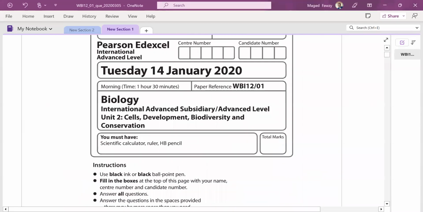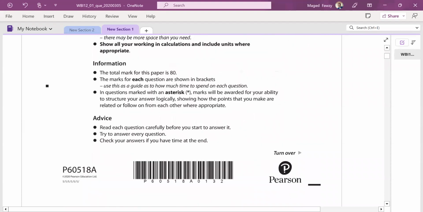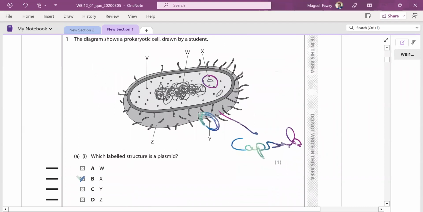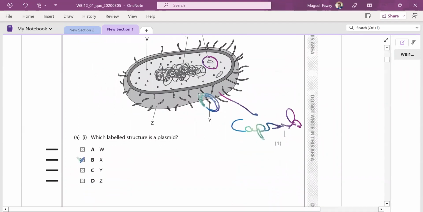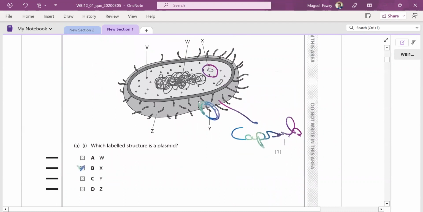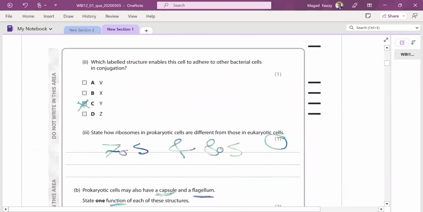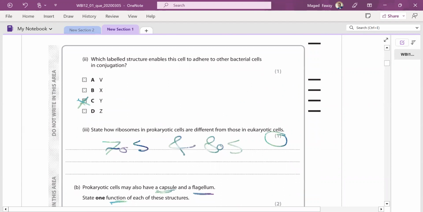So this exam is Jan 2020, and we start answering the questions. The first question is related to a prokaryotic cell. In front of you, a bacterial cell, and he starts asking multiple choice questions. The first question was which labeled structure is a plasmid, and the answer was B, because X is the structure of a plasmid. The second question was which is Y.